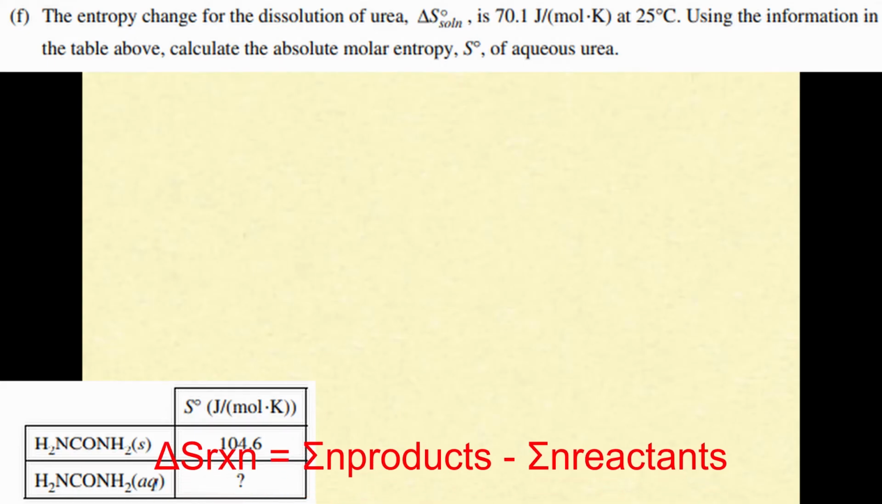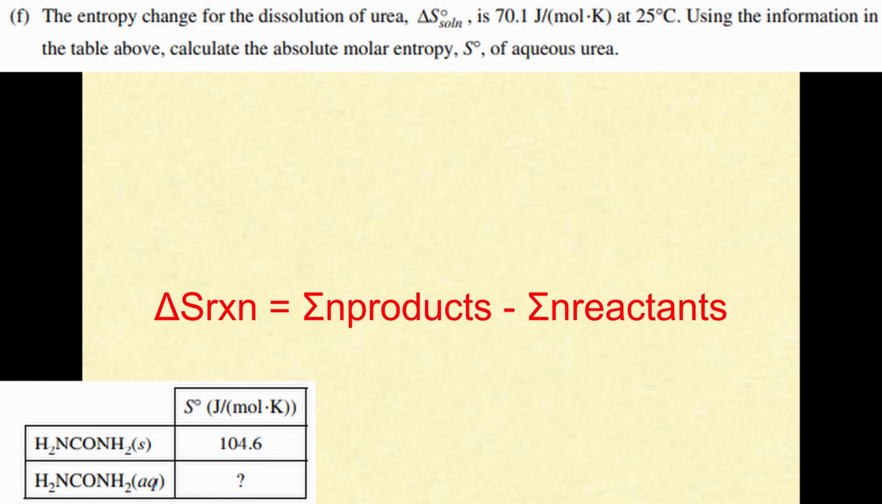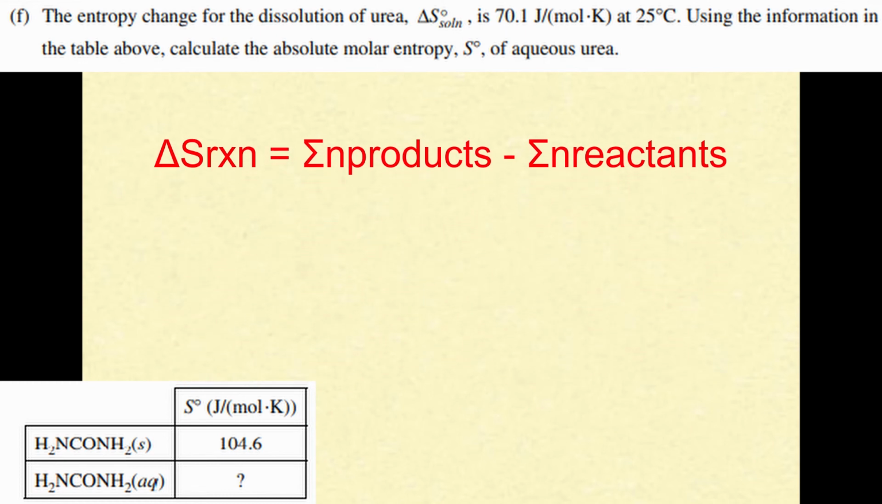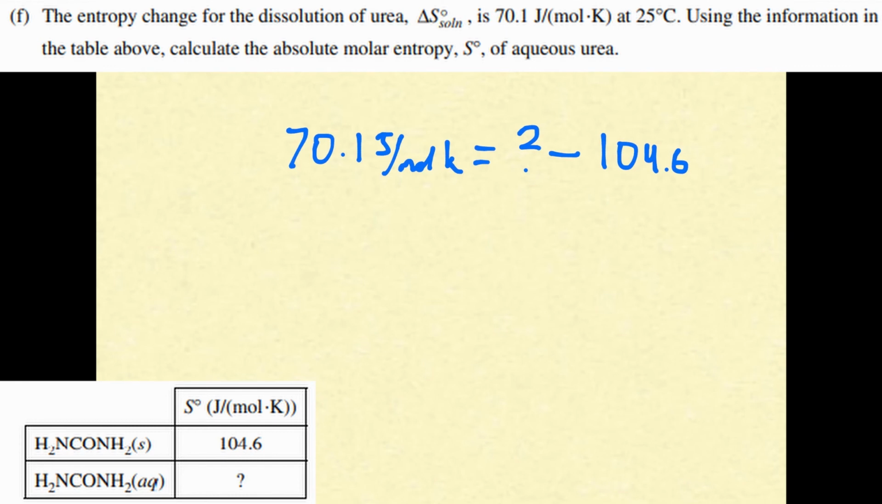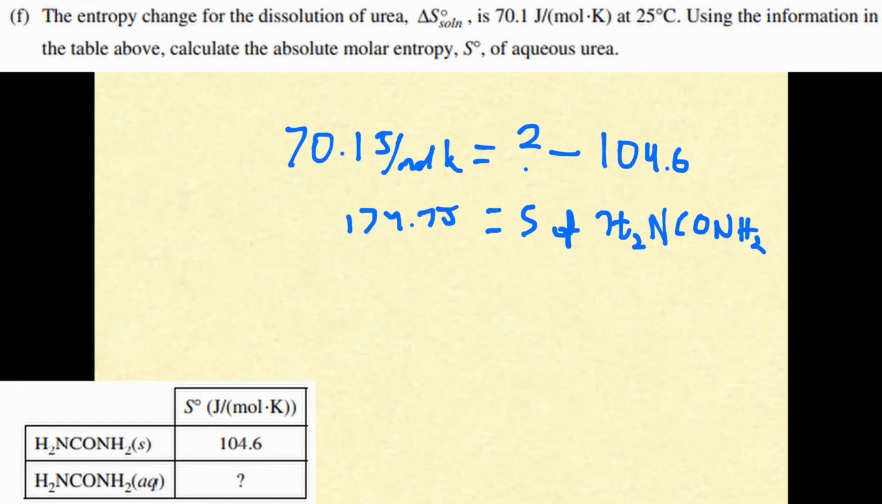This question uses the summation equation, where the entropy change is equal to the sum of the entropy of the products minus the sum of the entropy of the reactants. This is easy because there's only one reactant and product, so when we set it up, we get this equation, and by solving, we get that 174.7 joules per mole is the entropy.